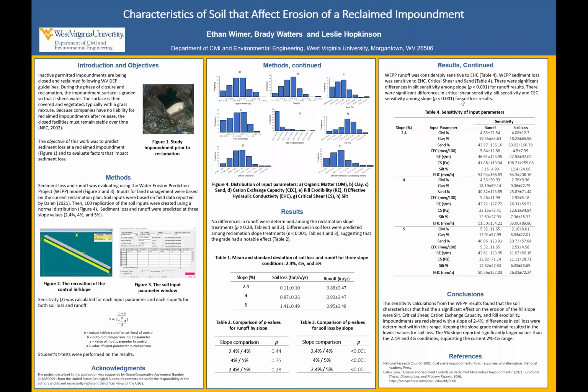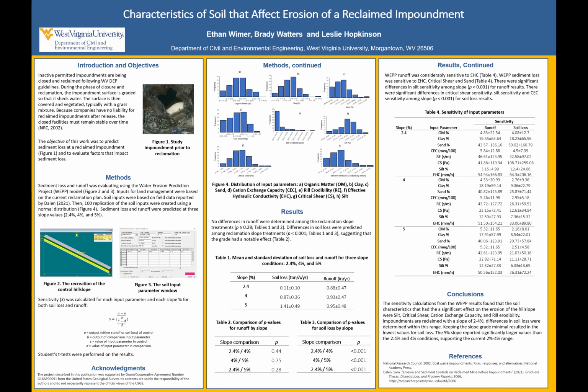Hello, my name is Ethan Wimer, and I research the effects the characteristics of soil have on an impoundment. Impoundments are constructed as earthen embankment dams which concentrate coal refuse and retain processed water containing coarse and fine coal refuse.